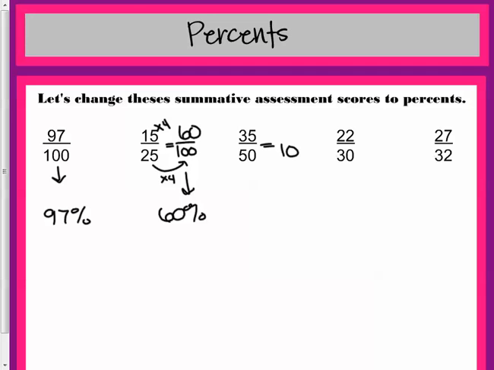Over here, 50 to 100 is also pretty easy. So times 2, 35 times 2 is 70 out of 100, or 70%.